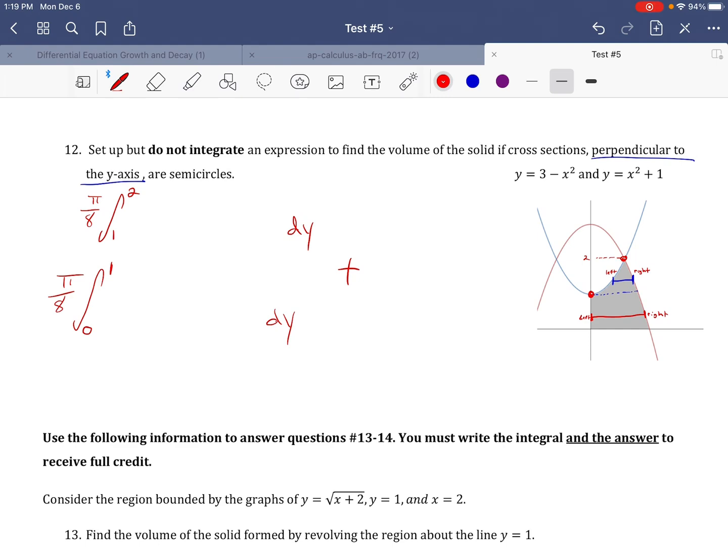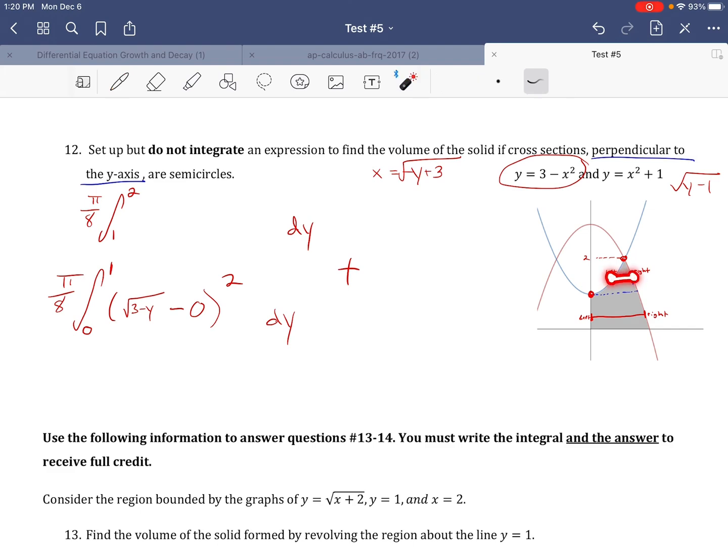Okay, now we're thinking right minus left. So the right function is the downward parabola, which you have to solve for x. So it's the square root of 3 minus y. That's the right. The left is the y-axis, quantity squared. And then the next one, I'm going to solve it for x, but in terms of y. So the downward parabola is the right edge. The upward parabola is the left edge. Okay? Upward, downward. The downward parabola is the right edge, so the square root of 3 minus y.